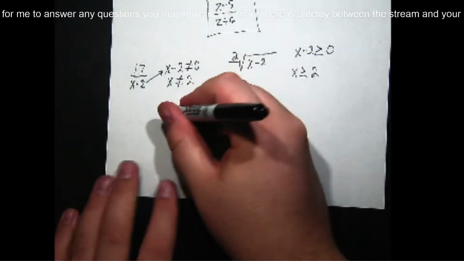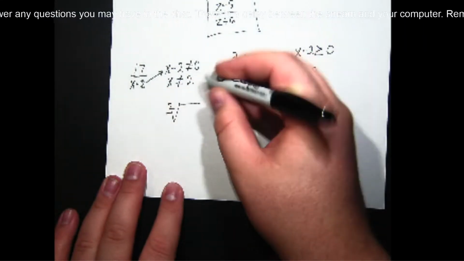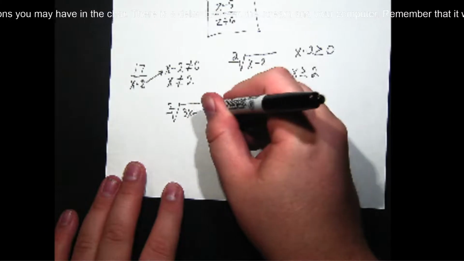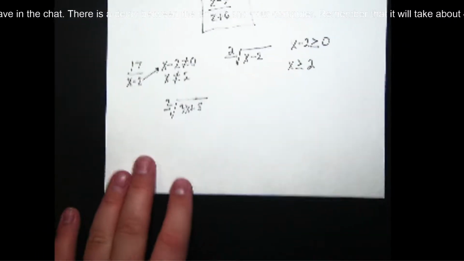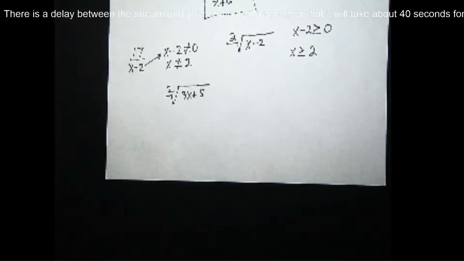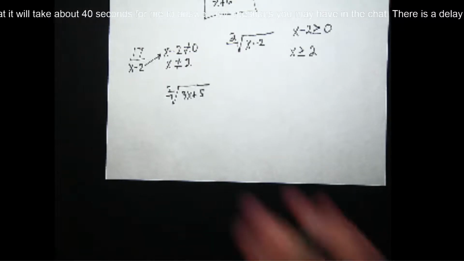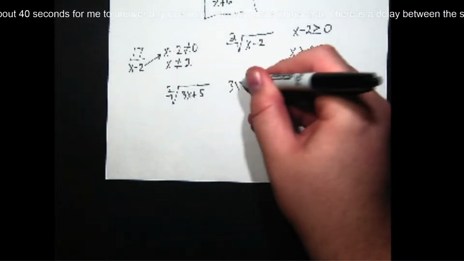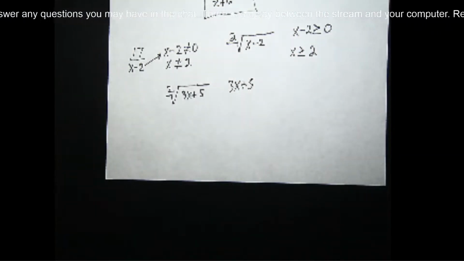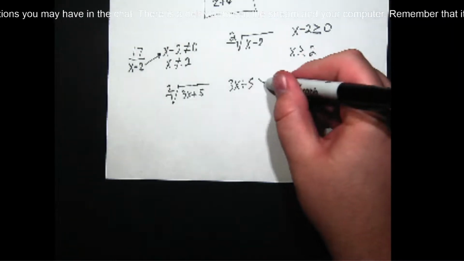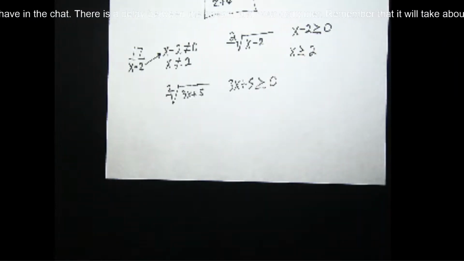How about square root of 3x plus 5? So again, what are we going to do to find our excluded values here? Well, we're going to take this thing underneath the root and do something with it, right? So 3x plus 5, what? Greater than or equal to 0, yeah. It's going to be that every single time.